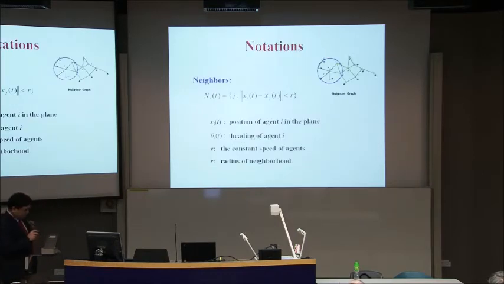Now, to pursue this further, let us introduce some notation. Neighbors are defined by geometric distance. The position of agent i in the plane is x_i, and theta_i is the heading of agent i. V is the constant speed of the agents, and R is the radius of the neighborhood. So we assume a group of agents moving on the plane with a constant speed, with neighborhood radius denoted by R.